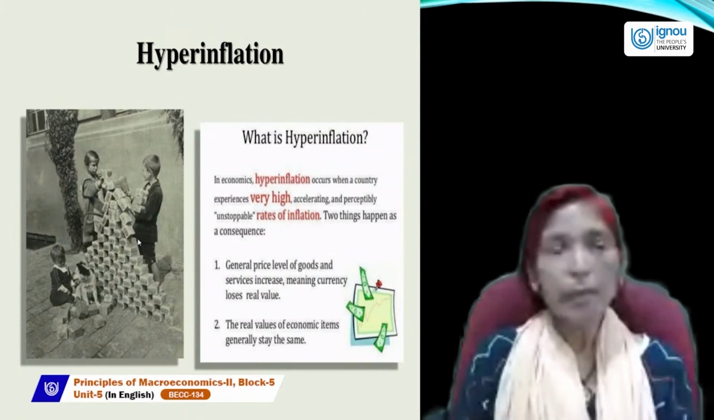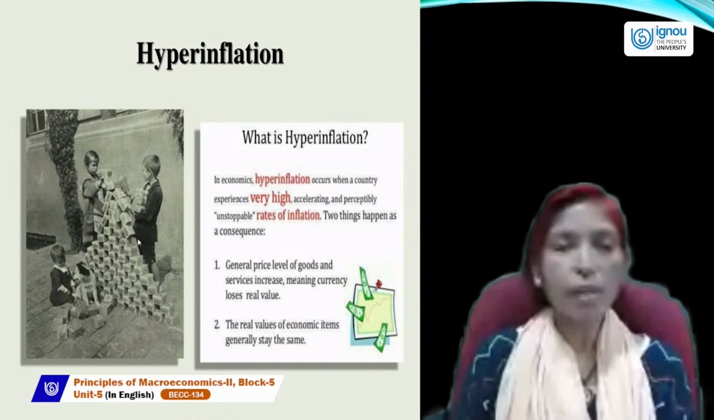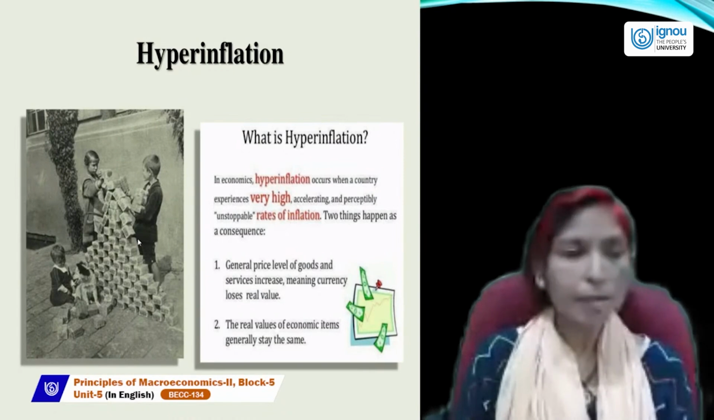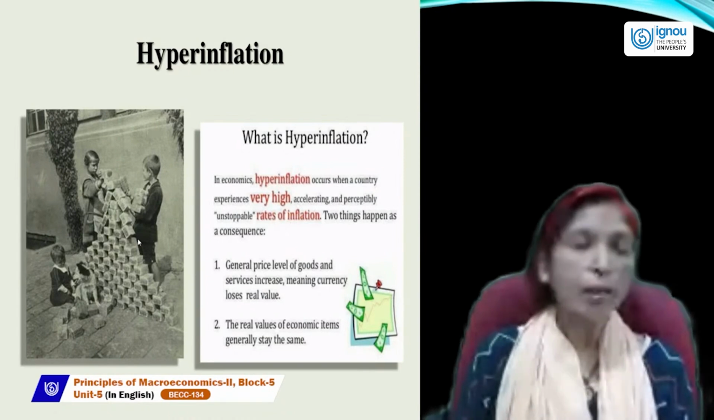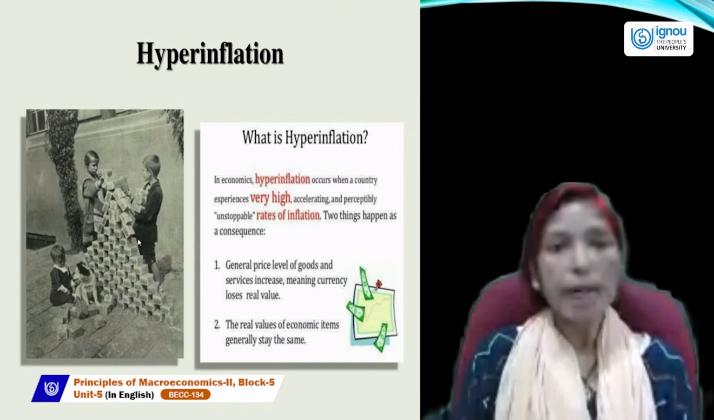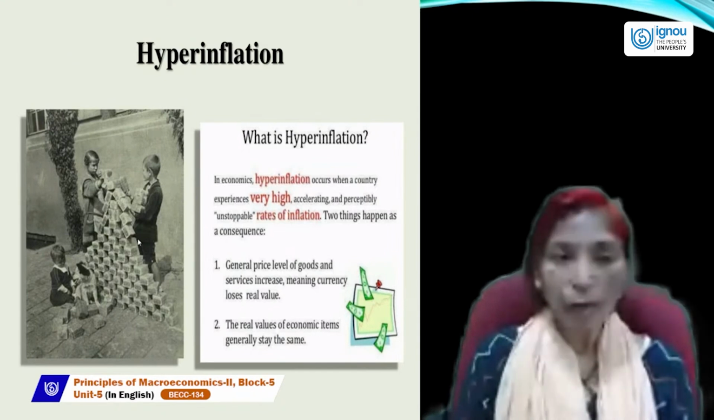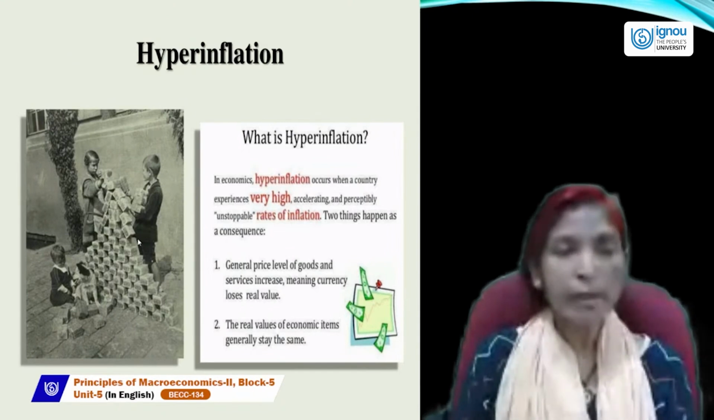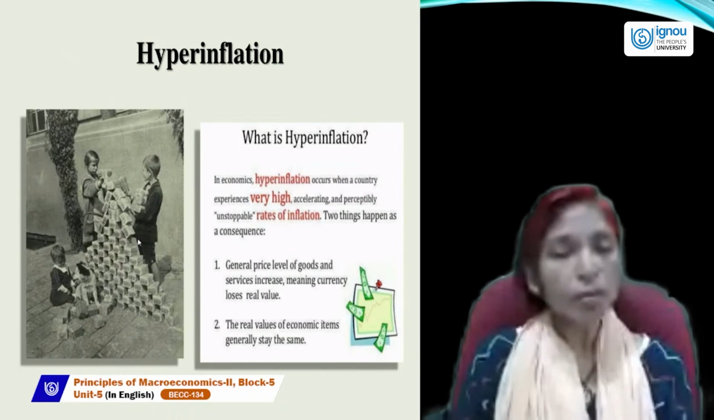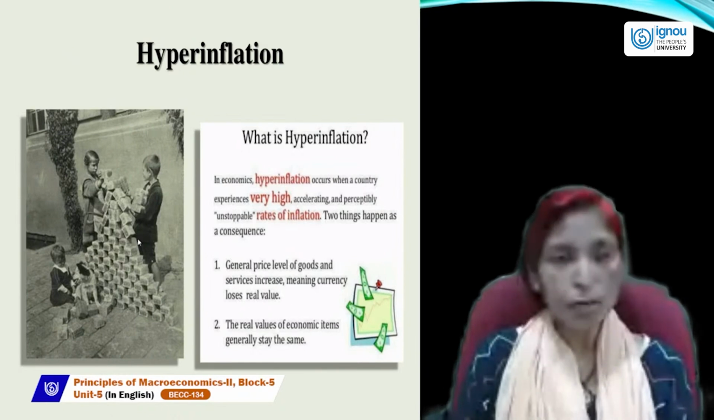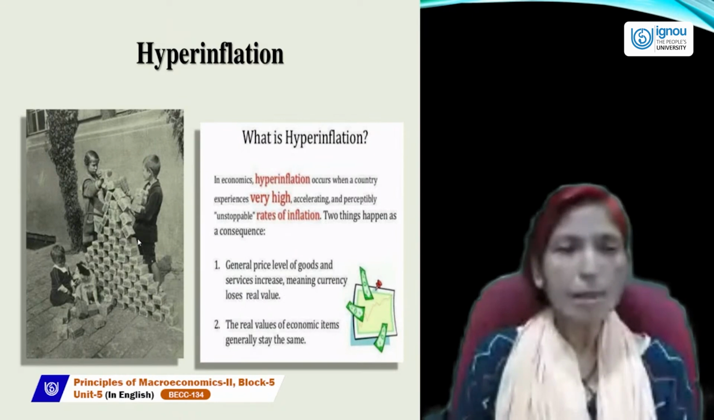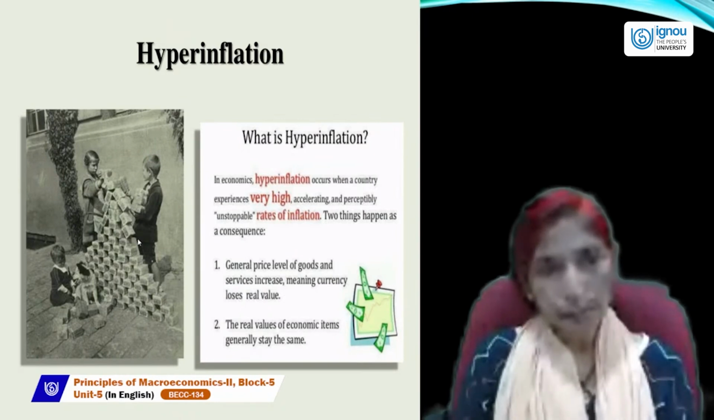Here are some examples of hyperinflation, like in Germany. Hyperinflation existed during the Second World War time period, and Zimbabwe's hyperinflation also destroyed the economy of Zimbabwe. Venezuela is also affected by this hyperinflation situation. So many economies suffered from hyperinflation.